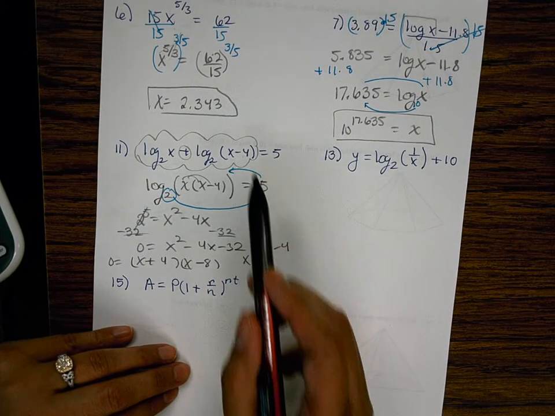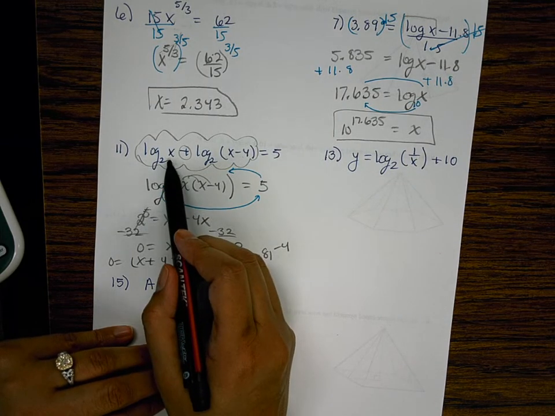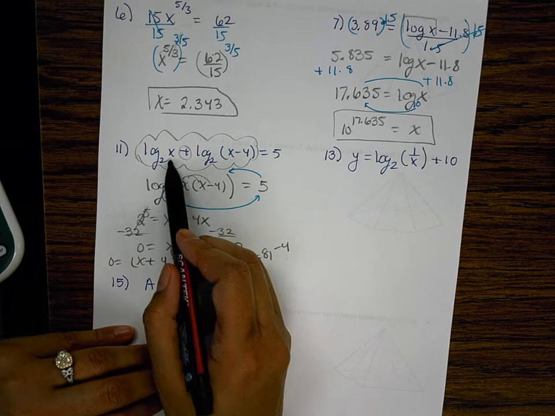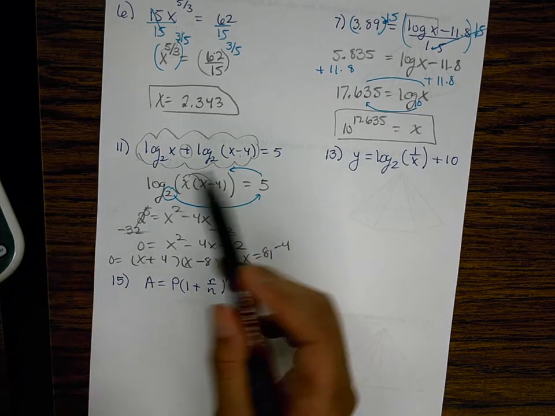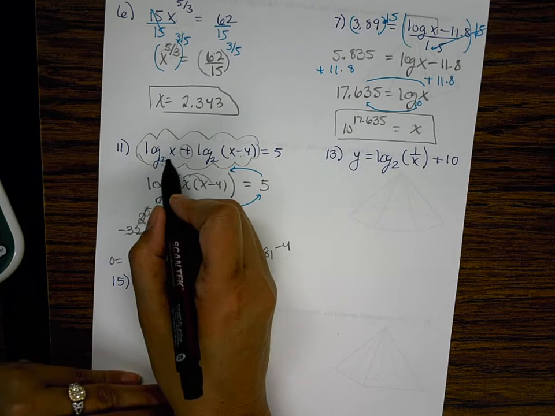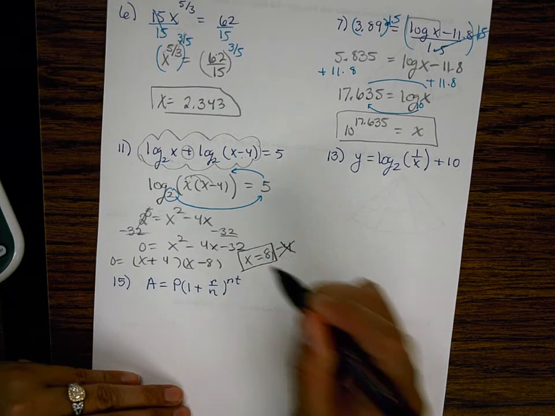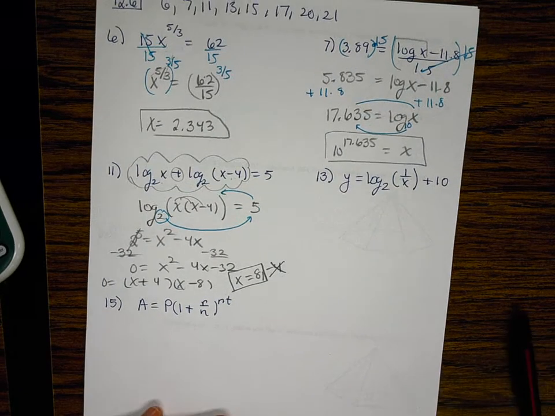That's positive. Plug in 8 over here. Log of 8 is good. That's positive. Negative 4 here or here doesn't work. Either place. If it doesn't work in one place, it doesn't work at all. Right here, log base 2 of negative 4 cannot do, so x equals 8 is our only answer. Negative 4 is an extraneous solution.